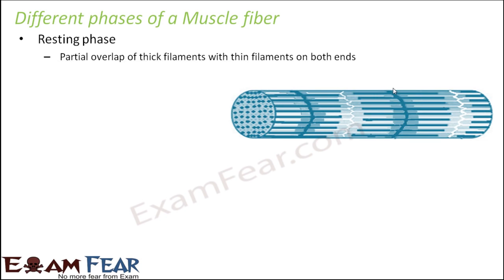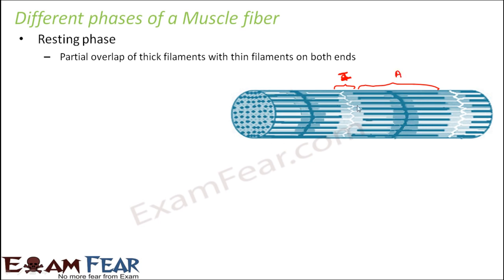What happens here? Here there is a partial overlap of thick filaments with thin filaments on both ends. So if you see, where are the thin filaments? This region is the thin filaments, that is actin, and this region is the thick filaments, that is myosin. Let me name it as I band and A band. So this is the I band, that is isotropic band, and this is the A band, that is the anisotropic band.